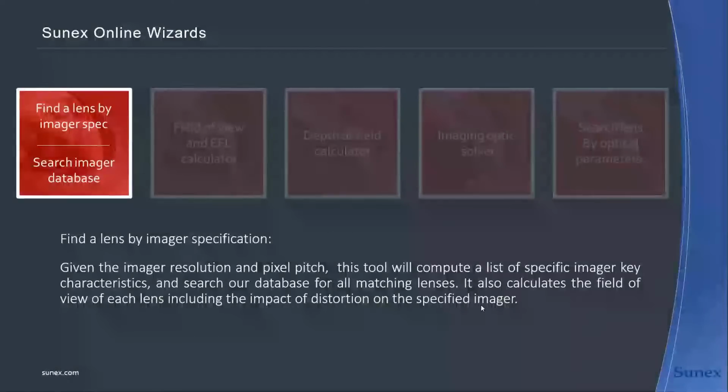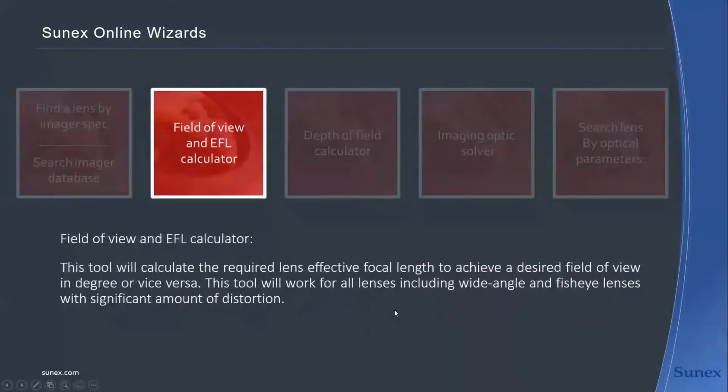And I'll show that in a second. We then have another set of tools where you maybe a little bit less depend on a particular sensor part number, but you have a particular requirement in regards to field of view or effective focal lengths. You could even select here from a drop-down list existing Sunex part numbers and say, okay, if I would use this lens on this particular resolution, what would be the resulting field of view? So very, very powerful tool.